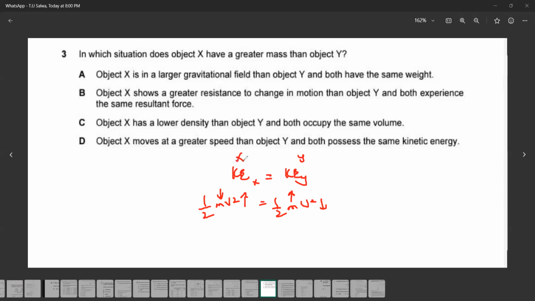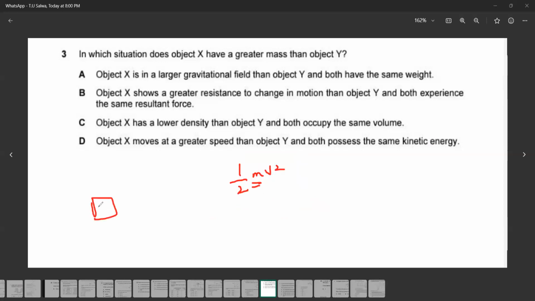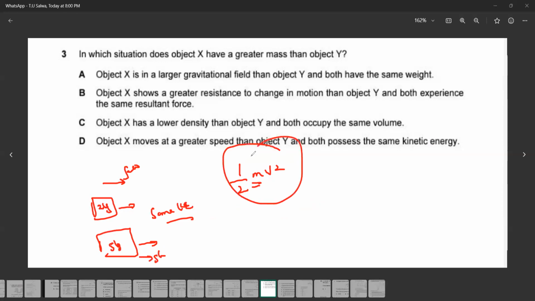Kinetic energy being the same does not mean speed is the same, because kinetic energy is half mv squared. If I say two objects are there, one is 2 kilogram, another is 5 kilogram, and both have the same kinetic energy, which one will move faster? The one with the smaller mass will move faster, at higher speed. The one with greater mass will move slower, because half mv squared is the same for both of them.